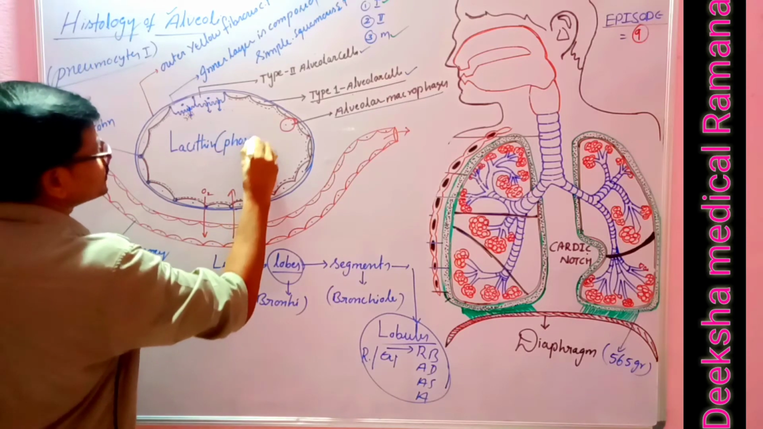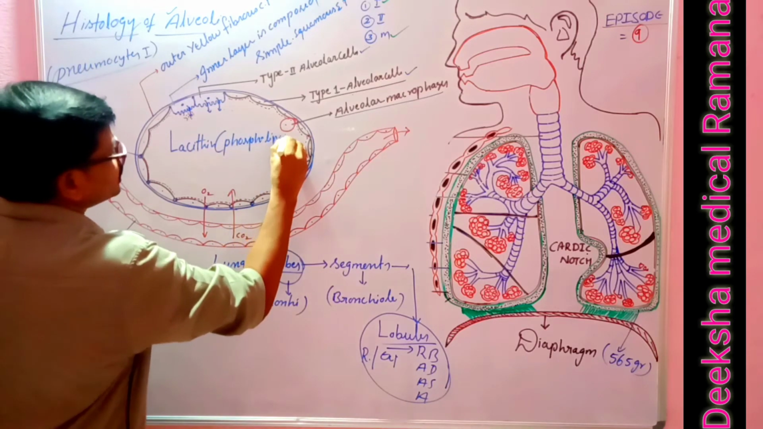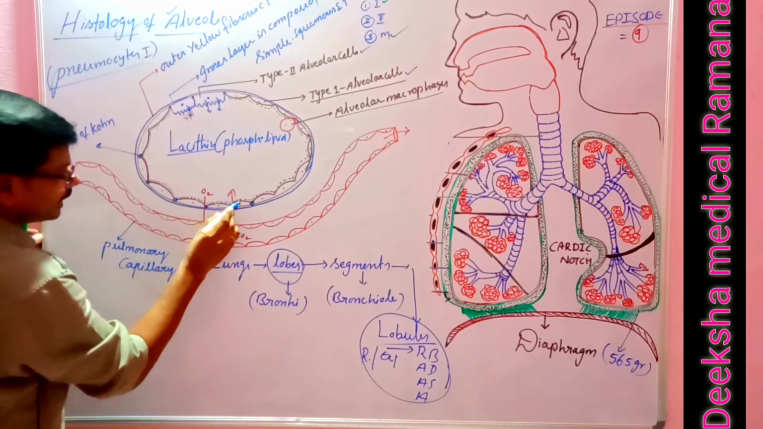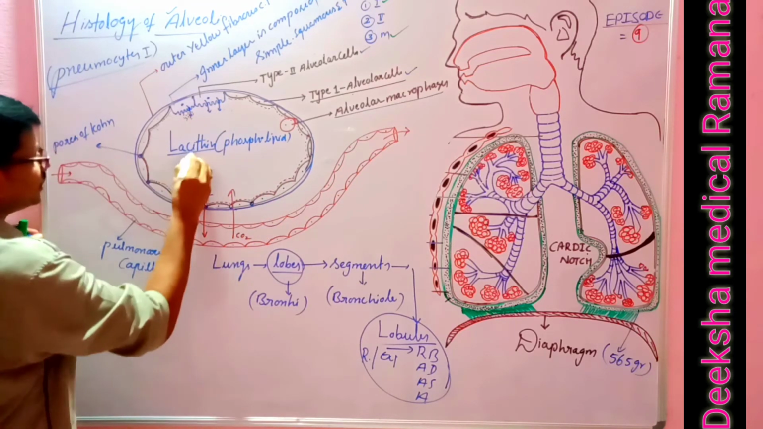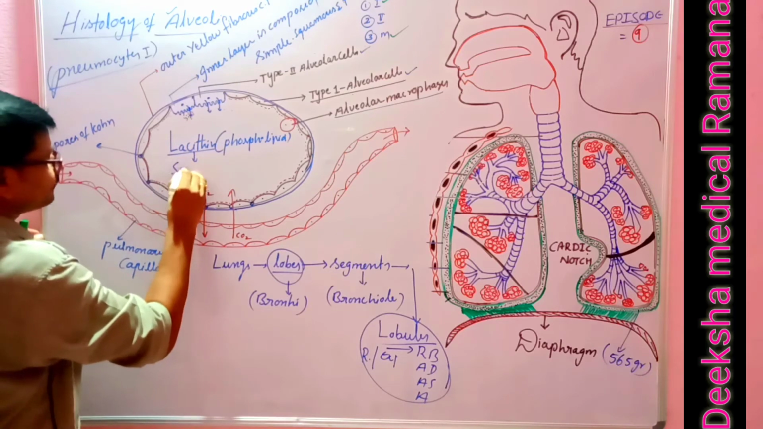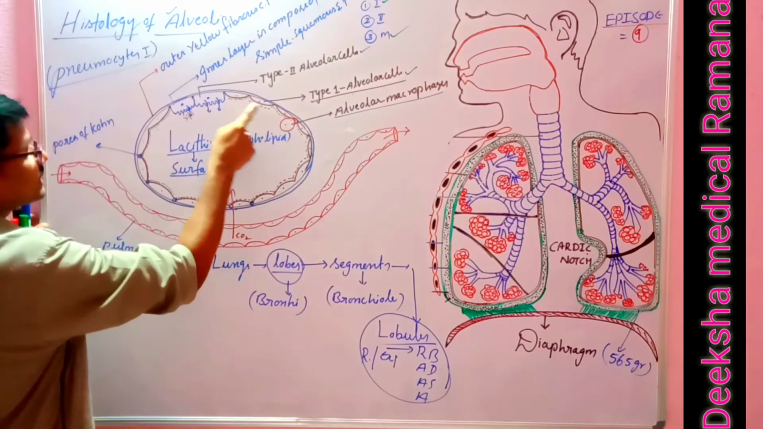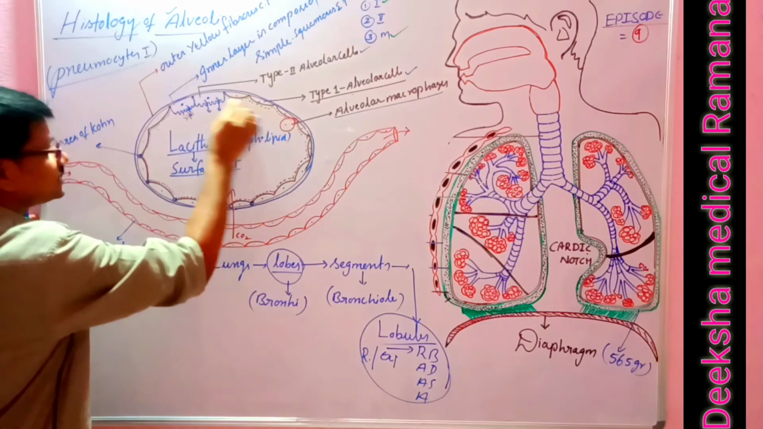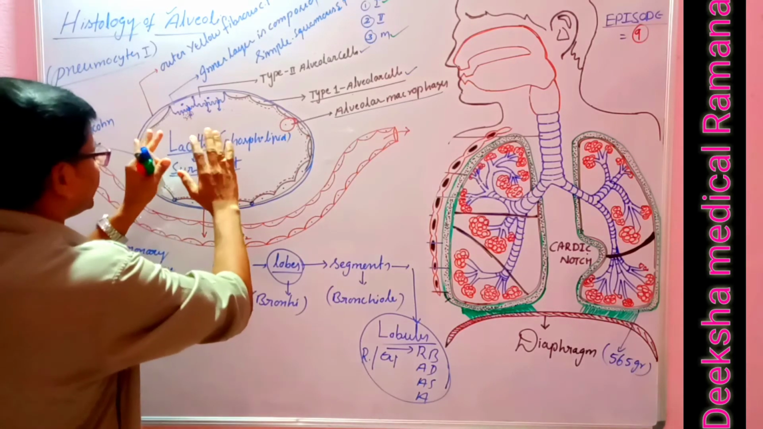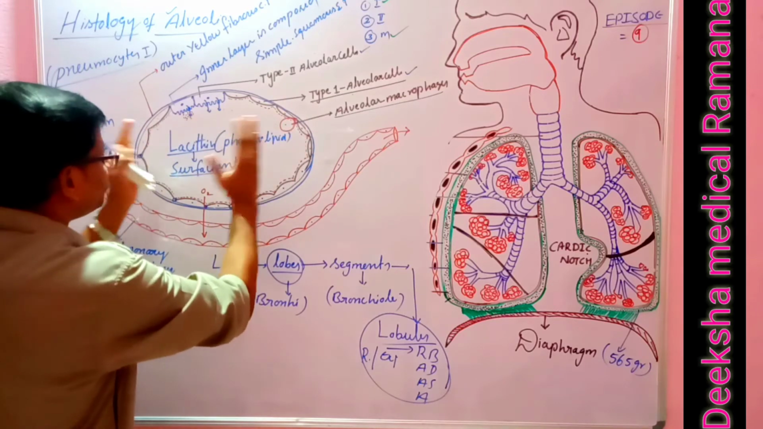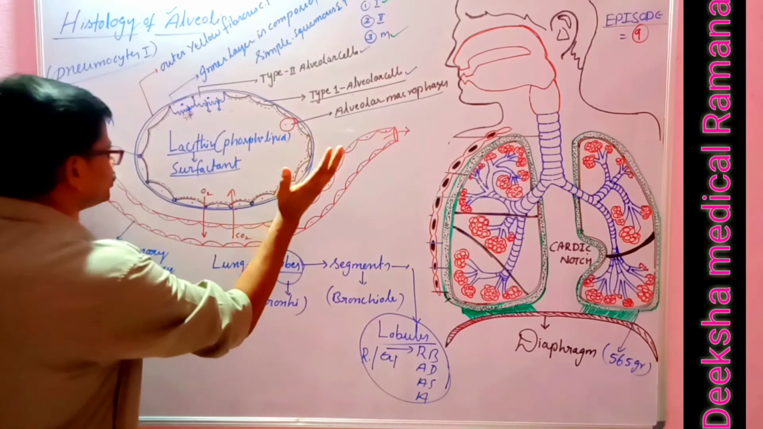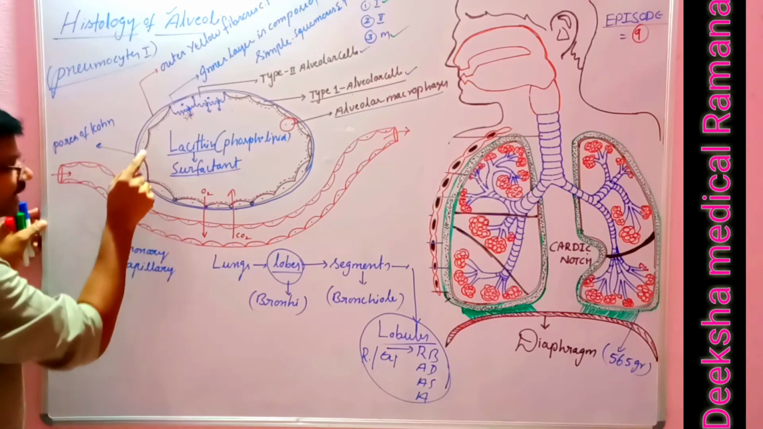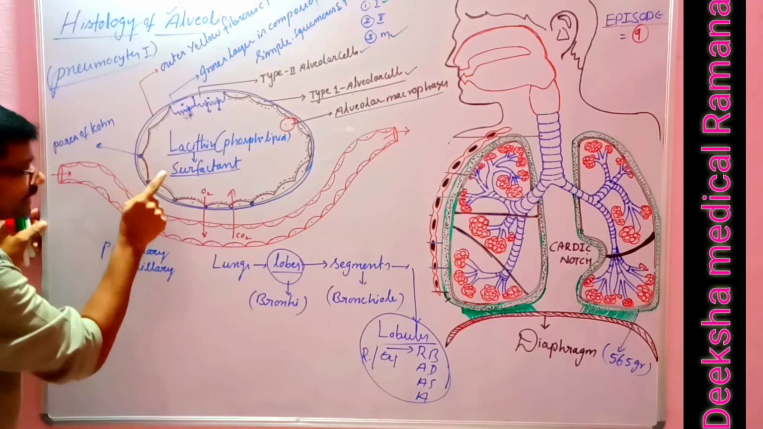Okay, now what is the use of this lecithin? Lecithin, which I drew with the red color sketch, acts as a surfactant. Surfactant provides the elastic property of the pulmonary tissue. What is the use of the surfactant? Elastic nature. That means alveoli should always be in open condition only. It should not collapse. That is prevented by the lecithin. Lecithin acts as a surfactant.